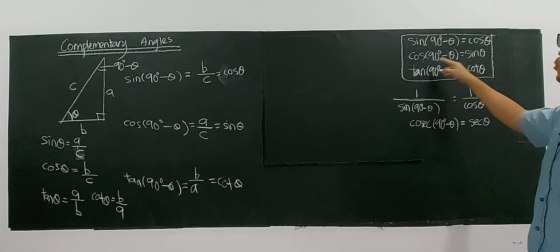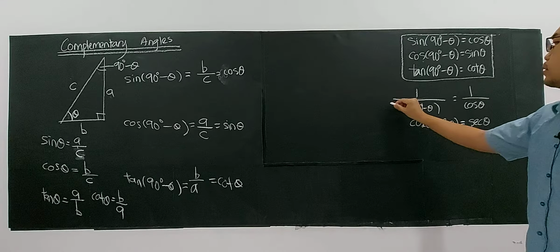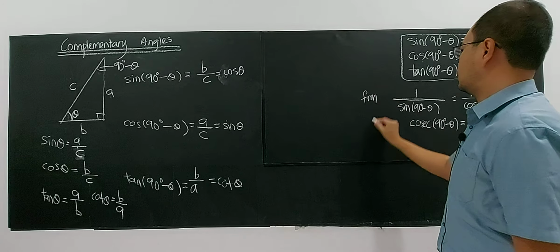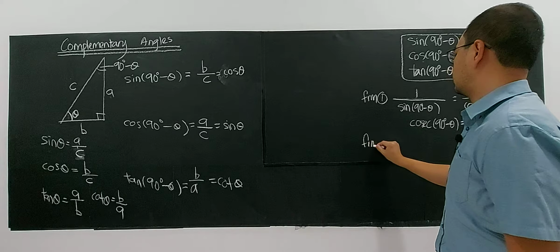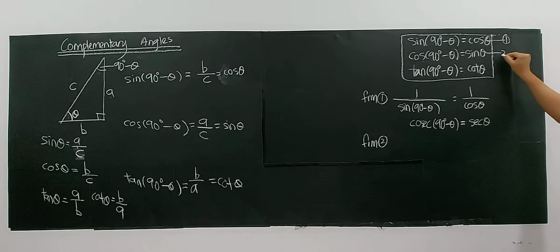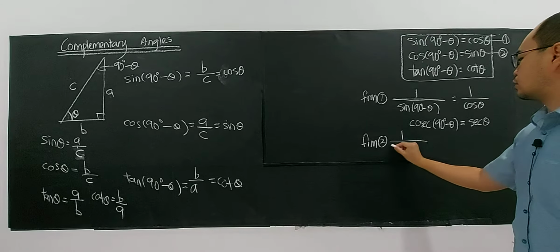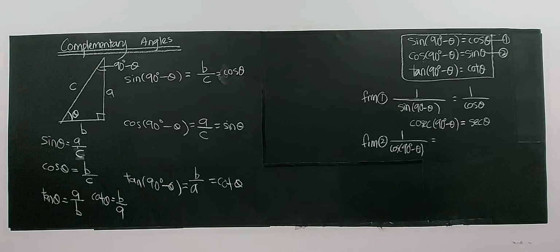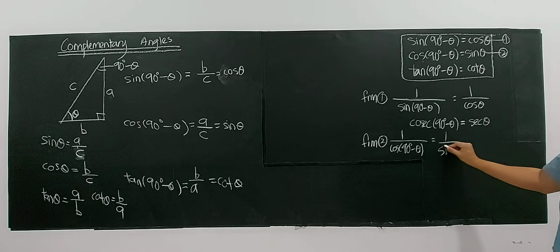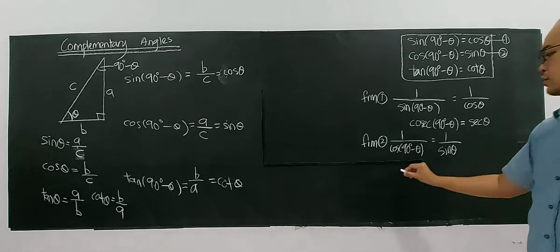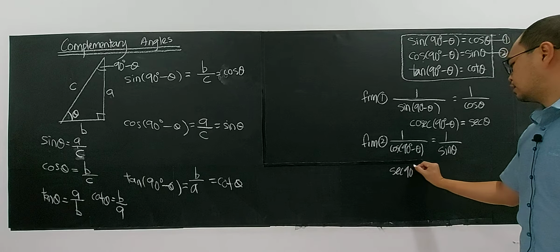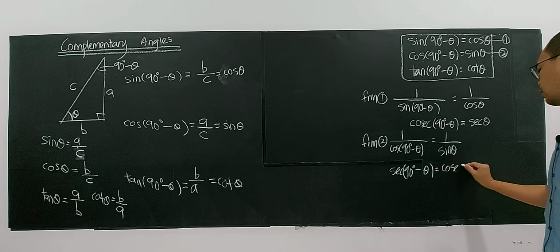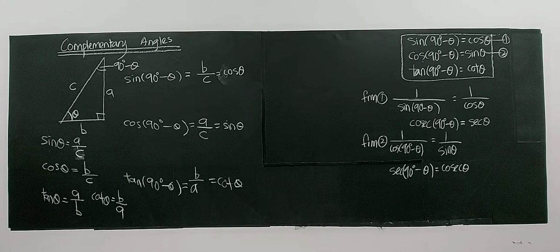From the second formula, if you take 1 over cos of 90 degrees minus theta, you will have 1 over sine theta. So 1 over cos is secant, so secant of 90 degrees minus theta is 1 over sine, which is cosecant theta. That's another formula.